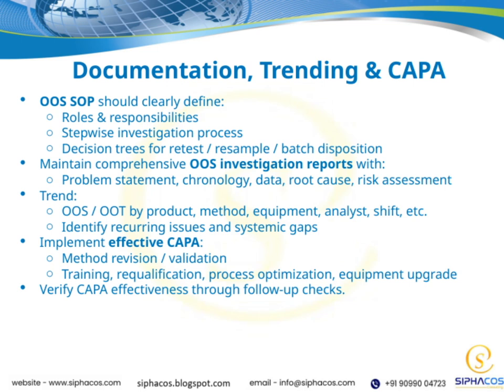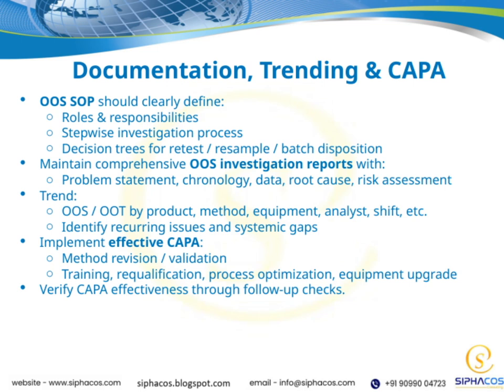Maintaining comprehensive investigation reports is crucial. These should include the problem statement, a detailed chronology of events, relevant data, identified root causes, and a risk assessment to understand potential impacts. Tracking trends is another key aspect. By analyzing OOS or out-of-trend data across different parameters, such as product, method, equipment, analyst, or shift, we can identify recurring issues and systemic gaps in our processes. This proactive approach allows us to implement targeted solutions.